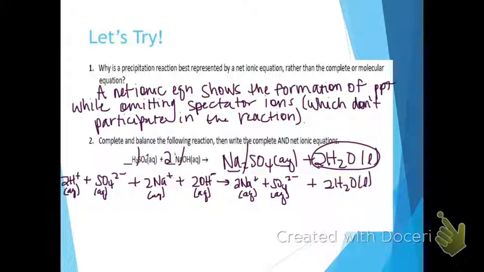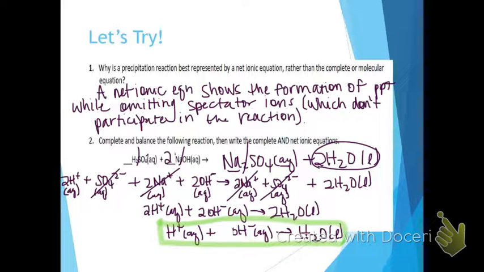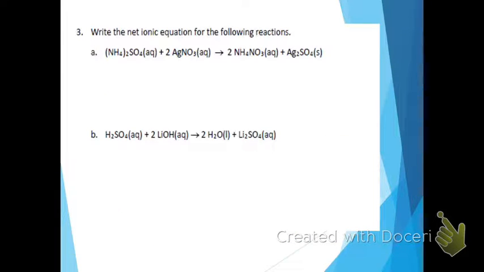Once we have our complete ionic, we can go to the net ionic by canceling out our spectator ions, those ions that are the same on both sides. Once we've canceled those out, we're left with our 2 aqueous H+ ions, our 2 aqueous hydroxides forming 2 waters, but we also need to simplify our coefficients down. Leaves our final net ionic, H+ plus OH- yields our liquid water. Make sure you're keeping states of matter in those as well.